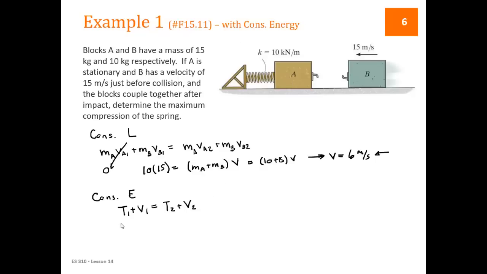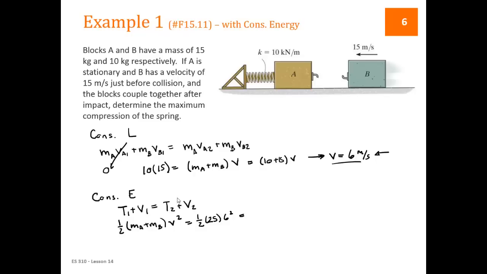So initially we're moving, so we have 1 half M, and in our case the two masses are moving together, so it's MA plus MB, times V squared, where this is V up here, the 6, is equal to, so this is 1 half of 25 times 6 squared.